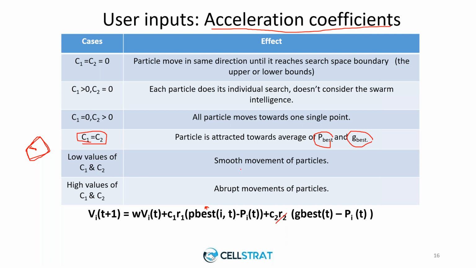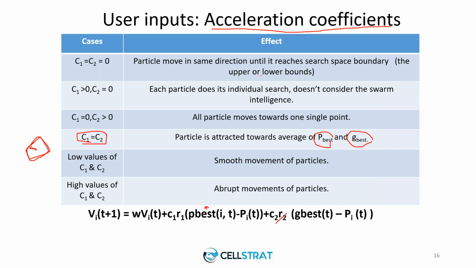And if you have low values of C1 and C2, you will have a smooth movement of particles. If you have very high values of C1 and C2, you have an abrupt movement of particles. You can relate this to the learning rate, I guess, a very high learning rate versus a very low learning rate.